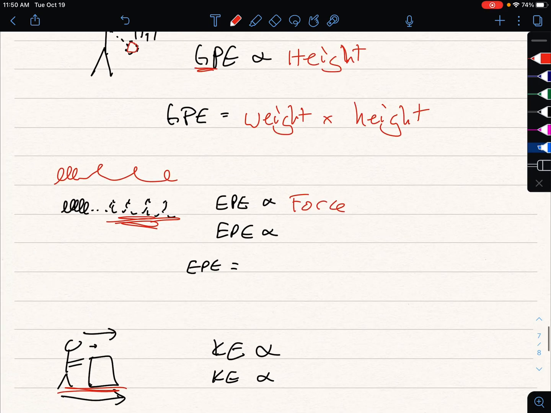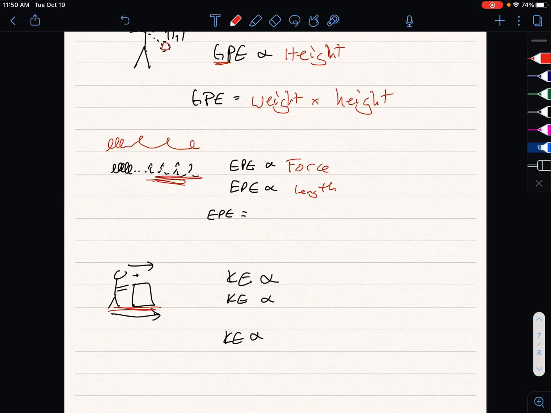Also, the stretch length, let's just call it the length. The length that you're actually going to stretch this thing. If you stretch a rubber band 1 inch versus if you stretch it 4 inches, it gives it a different amount of energy. And so the elastic potential energy is going to be force times length.